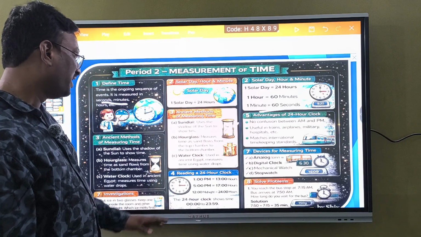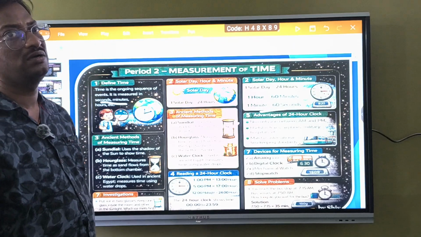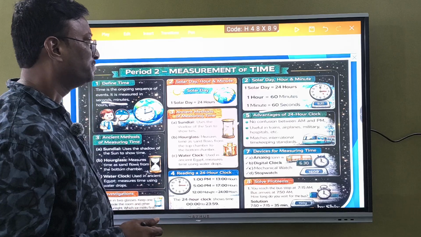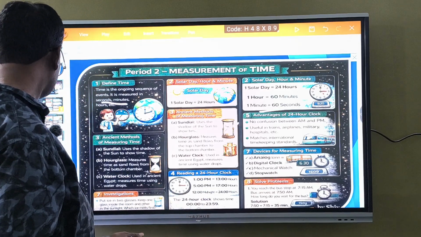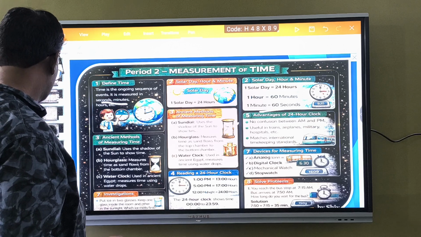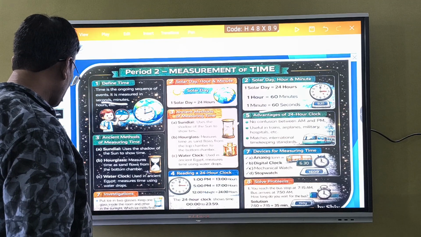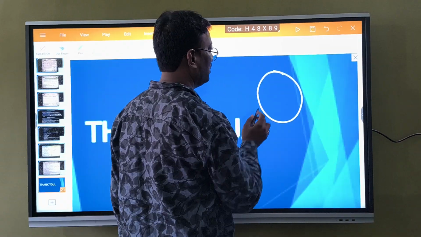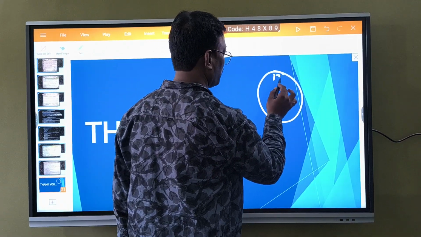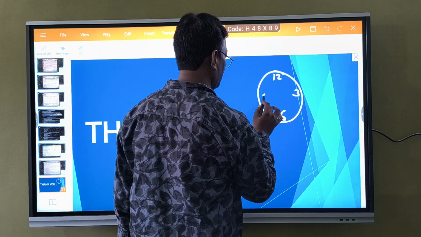And next one, reading a 24-hour clock. How to read a 24-hour clock? In 24 hours, see here, I'll take this clock. Generally it starts from 12, and here it is 3, and it is 6 and 9.